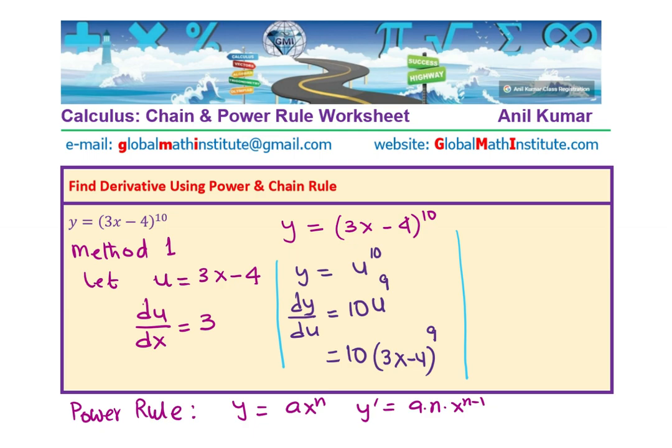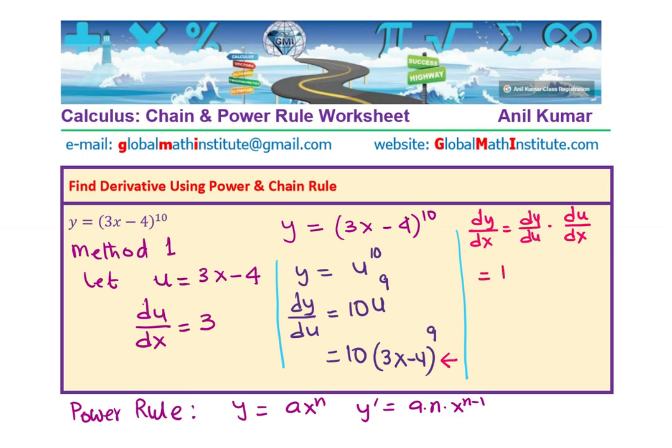We are actually finding dy/dx, right? Differentiate y with respect to x. That is equal to dy/du, since we wrote it like this, times du/dx, correct? So we have both, right? We have du/dx and dy/du. So dy/dx is equal to dy/du.